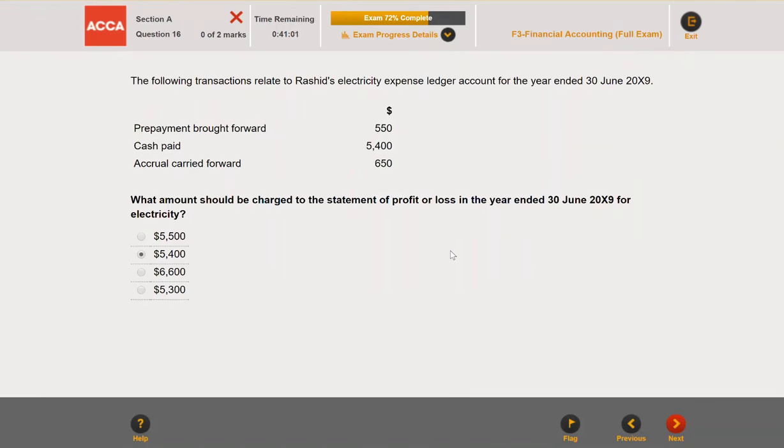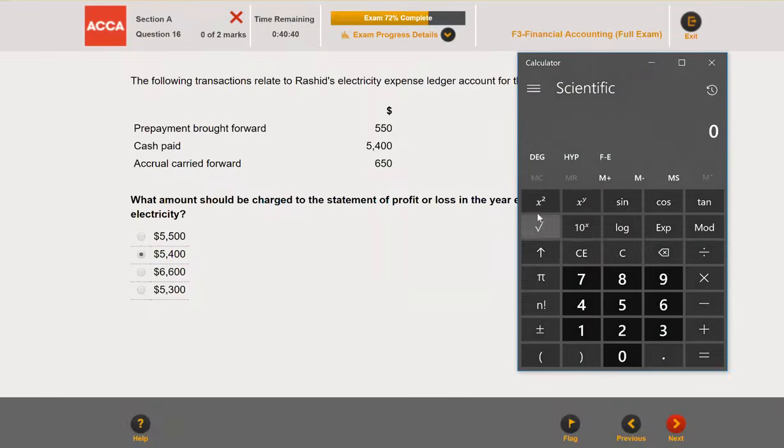What amount should be charged to the statement of profit or loss in the year ended 30th June 2019 for electricity? The following transactions relate to Rashid's electricity expense ledger account for the year ended 30th June 2019. Prepayment brought forward, cash paid, and accruals carried forward. Remembering our formula, opening prepayments is a plus, and then adding the payment or receipt, and then closing accruals is a plus. So both of them are a plus. 6,600 is the answer.